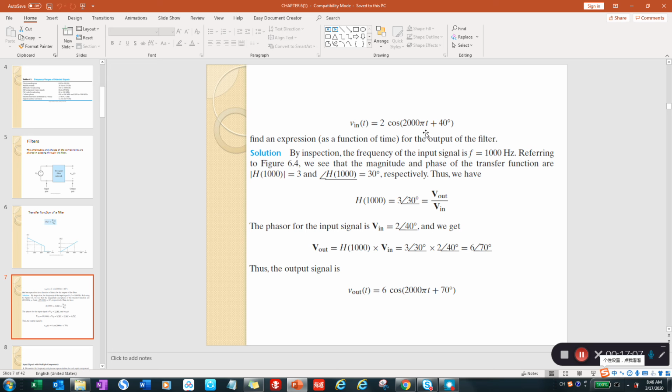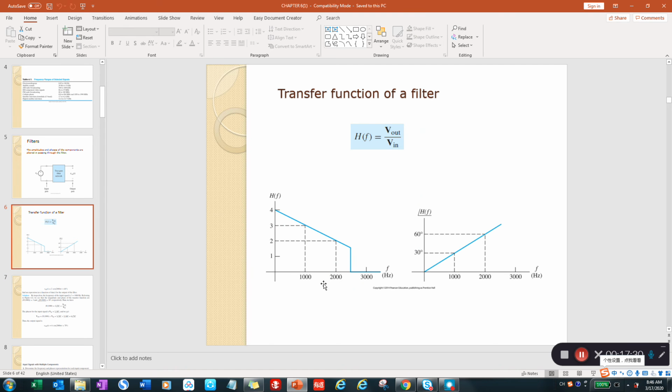The input signal is 2000 pi t, and the output signal is also 2000 pi t. The filters won't change the frequency, but the filters will change the amplitude and the phase angle based on the frequency. Depends on what is your transfer function. You can see at different frequency, your amplitude and phase angle will change differently.